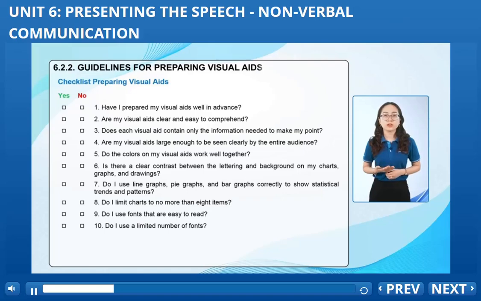Next, do the colors on my visual aids work well together? Number 6, is there a clear contrast between the lettering and background on my charts, graphs, and drawings? Do I use line graphs, pie graphs, or bar graphs correctly to show the statistical trends and patterns? Do I limit charts to no more than 8 items? Do I use fonts that are easy to read? And do I use a limited number of fonts?